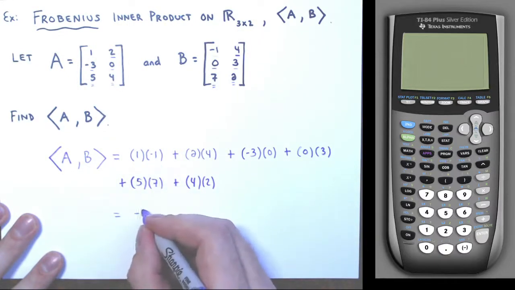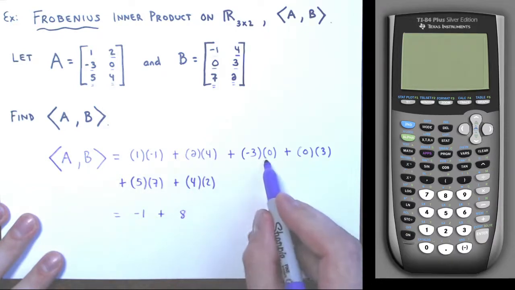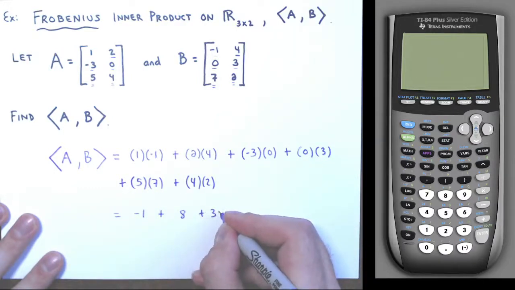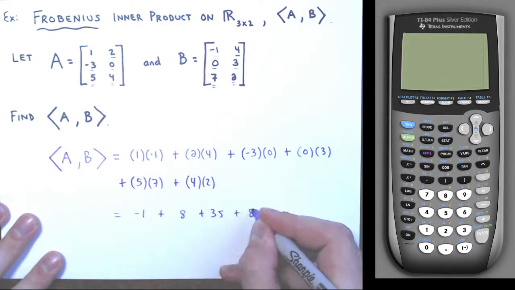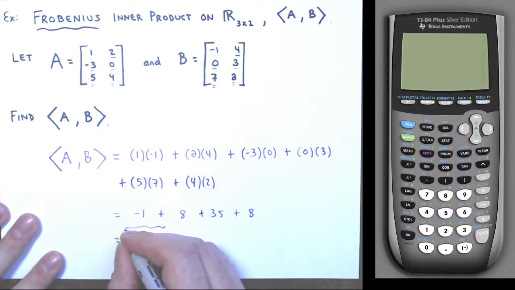-1 plus 8, all right, 2 times 4 plus 0 plus 0, plus 35, and then plus 8 again. All right, so that's 7 plus 35 is 42, plus 8, 50. And there we go. Again, the output, right?